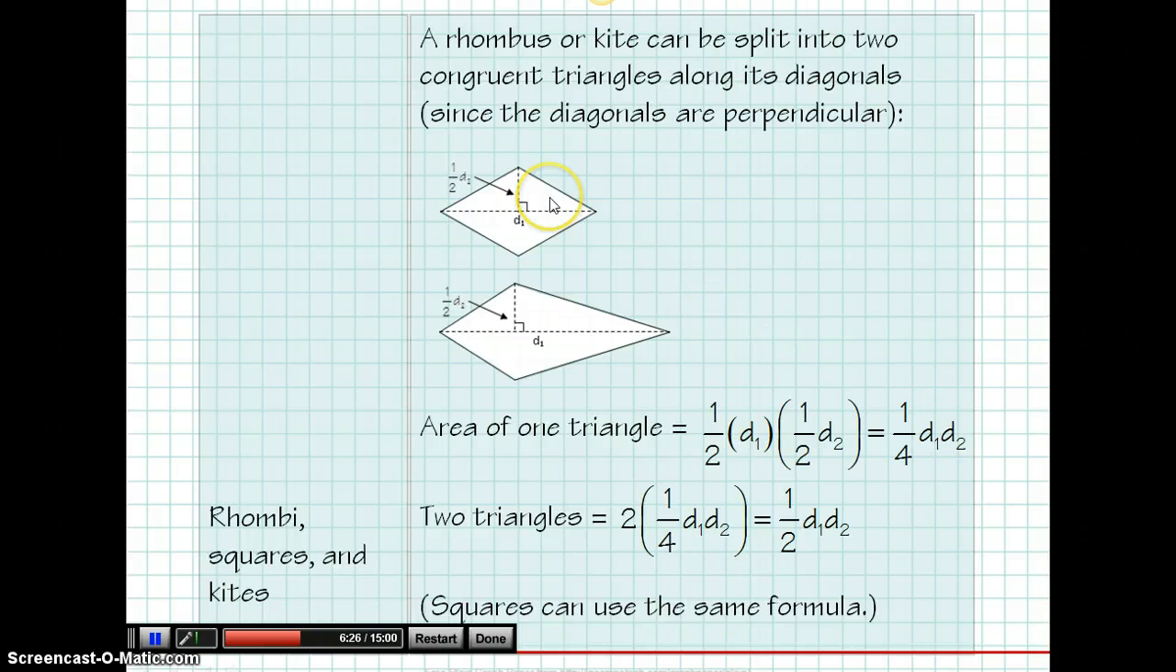Well, again, with the rhombus or the kite, we've made it into two triangles, so if I double that, I get 1/2 diagonal 1 times diagonal 2. And that is my formula for a rhombus or a kite.